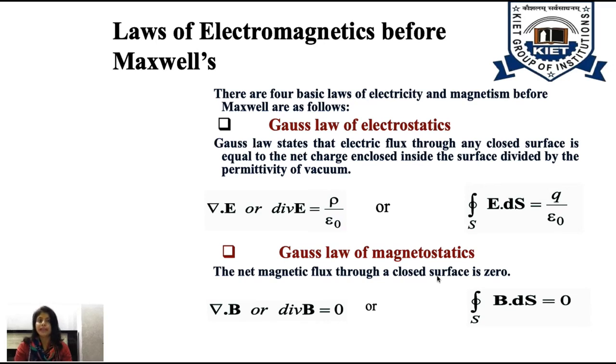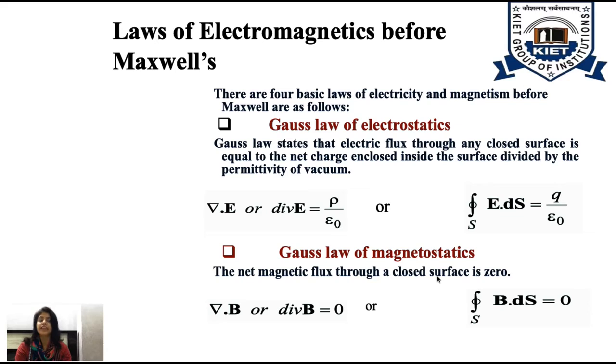Now, laws of electromagnetics before Maxwell's. There are basically 4 laws before Maxwell's. First law is Gauss law of electrostatics. Gauss law of electrostatics says that the electric flux through any closed surface is equal to 1 by epsilon naught times of total charge enclosed within it.